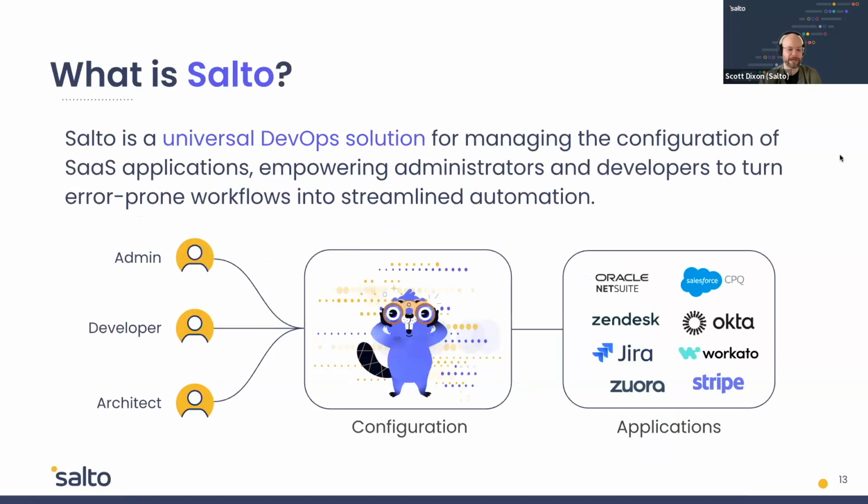Now, taking a step back, I just want to review a little bit about what Salto is in case you're not familiar. So Salto, we're a universal DevOps solution for managing the configuration of business applications. We allow both administrators and developers to work together to turn their error-prone workflows into an automated workflow. Some of the applications that we work with are listed here: NetSuite, Salesforce, Zendesk, Okta, Jira, and so on. So it allows all of your business application teams to work in one place.